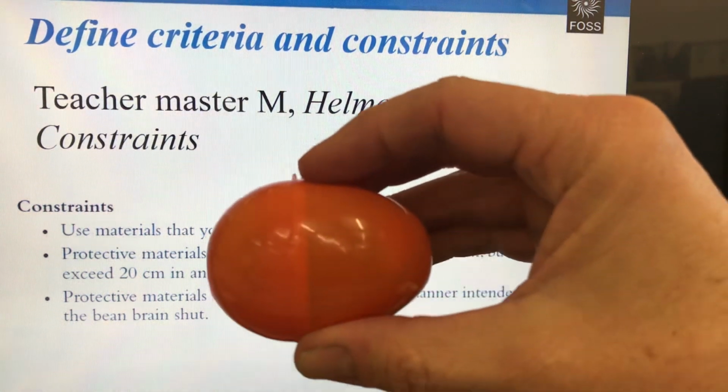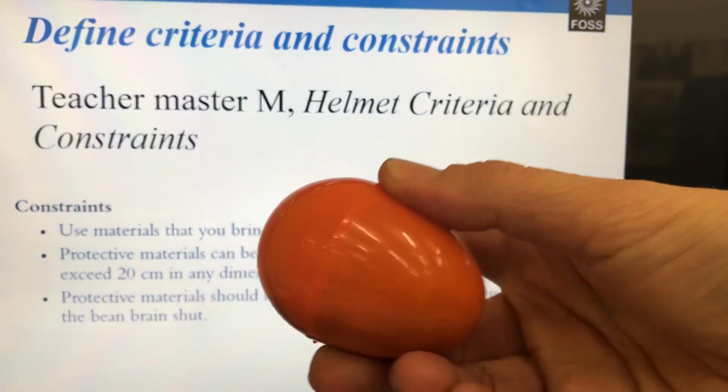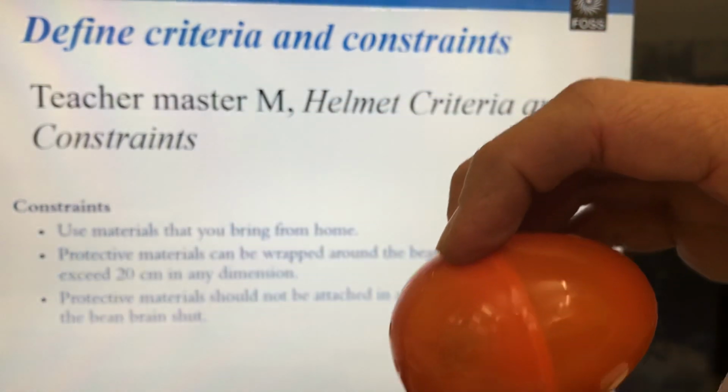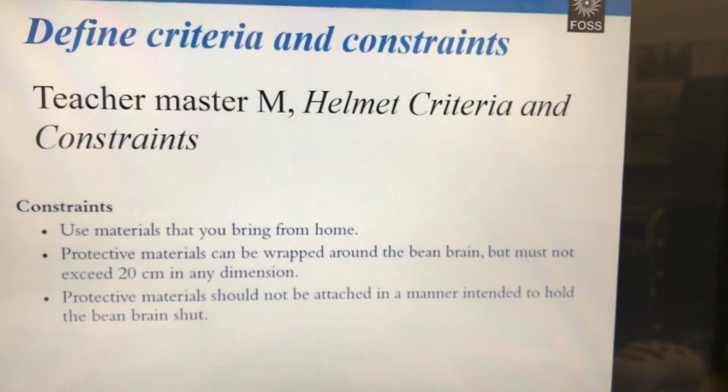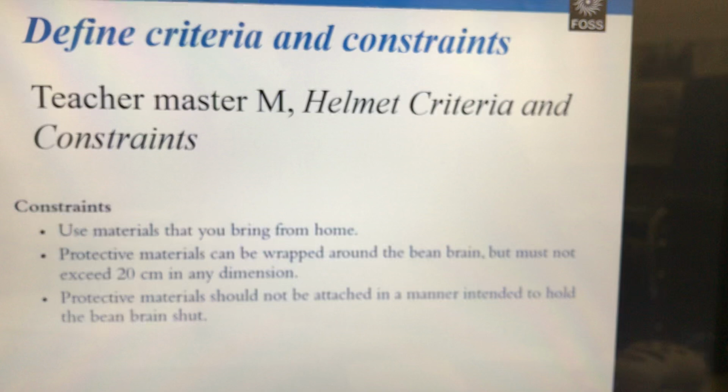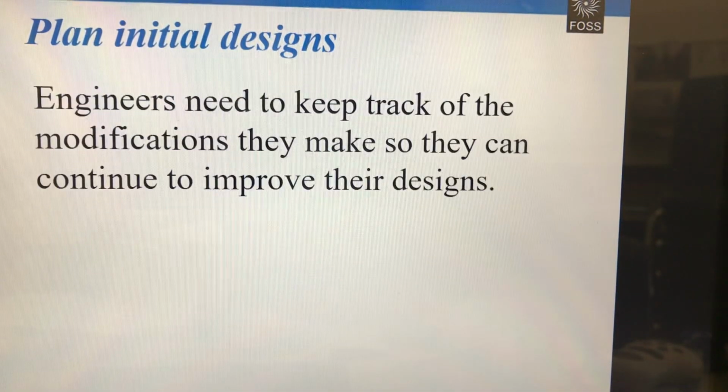So here's an example of our bean brain. You can't just use bubble wrap and tape. That's not going to be a sufficient device. You need to design a device that's like a helmet that you can place the bean brain in and remove it, but you can seal it shut. Okay.